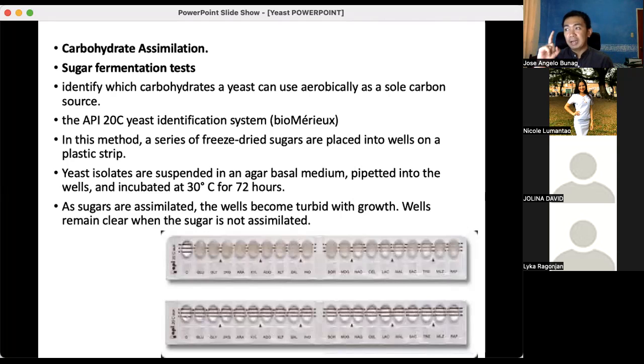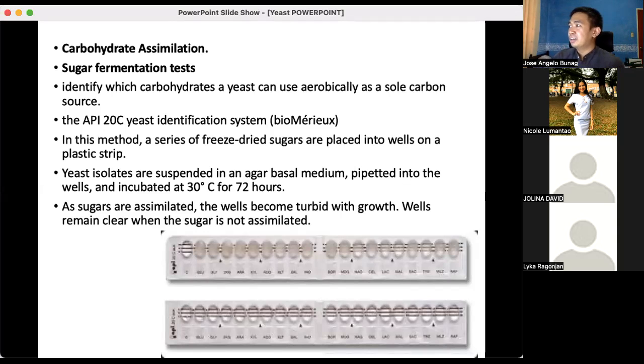So yung Biomerieux, yung API Candida, your Microscan Walkaway system, and also your Vitek, these are common machines and common methods that are being used in the microbiology laboratory in the Philippines. So hopefully, during your internship, face-to-face na sana ang internship, you will be exposed to the different instrumentations in the microbiology, specifically for the mycology section of the laboratory.